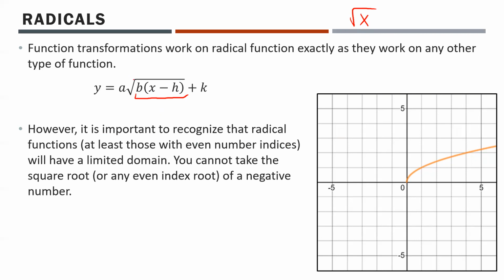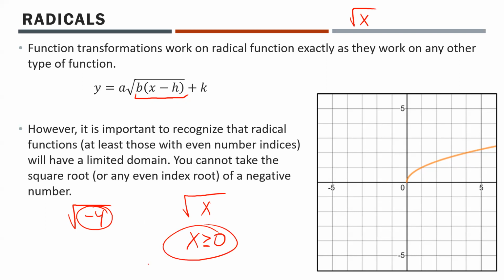However, it is important to recognize that radical functions, at least those with even number indices, in other words, like a square root or a fourth root or a sixth root, will have a limited domain. You cannot take the square root or any even index root of a negative number. So you can't take the square root of something like -4. It doesn't actually work. We can't do that, right? So in other words, because the stuff underneath the root sign, so if we went like this, square root x, needs to be greater than or equal to 0, we have inherently a limited domain.